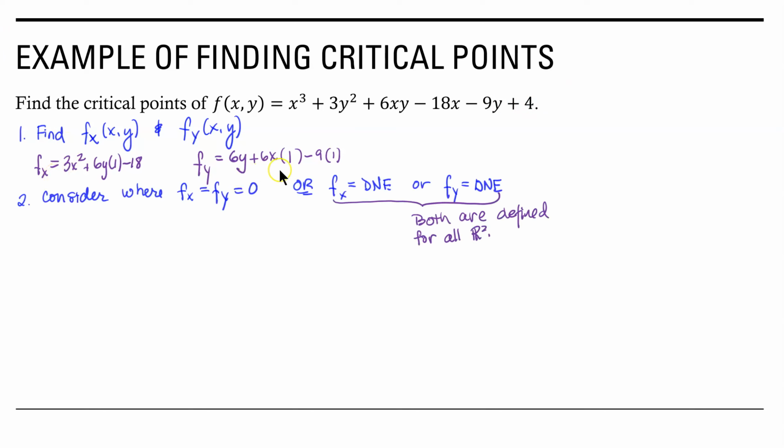So now that we have our partial derivatives, we want to consider where those first partial derivatives both equal 0. So we're looking for a point that causes them both to be 0.